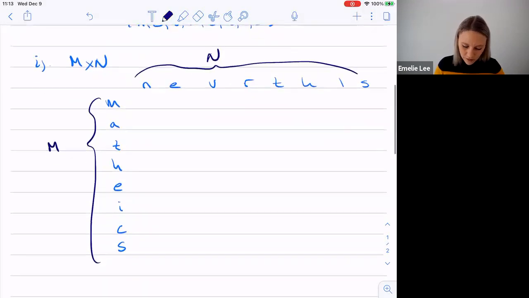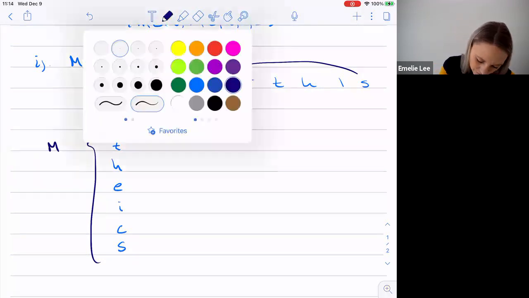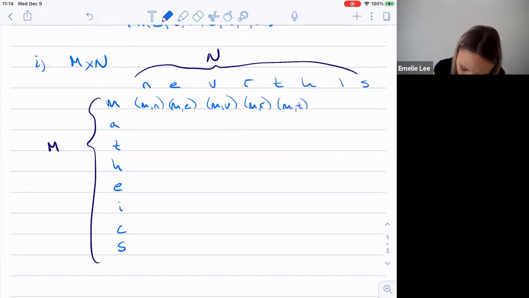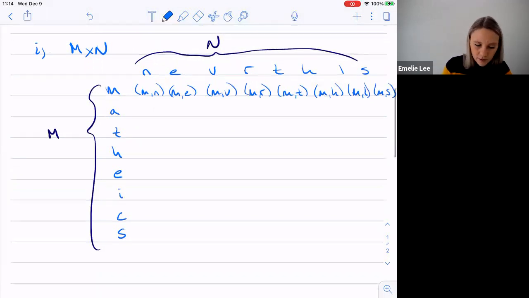Okay. So now we're going to make, and it's going to be large, right? We're going to make combinations of M by N going through each of these rows and columns. Right? So we have MN, ME, MV, MR, MT, I need more space, yikes. MH, ML, and MS. Okay.